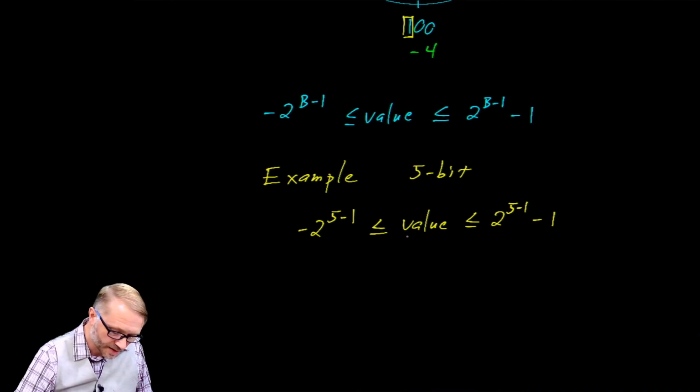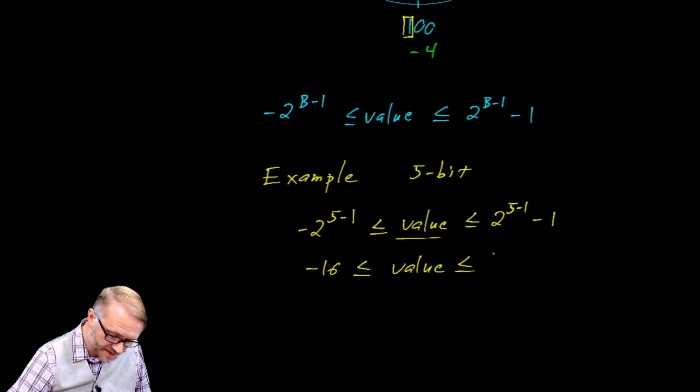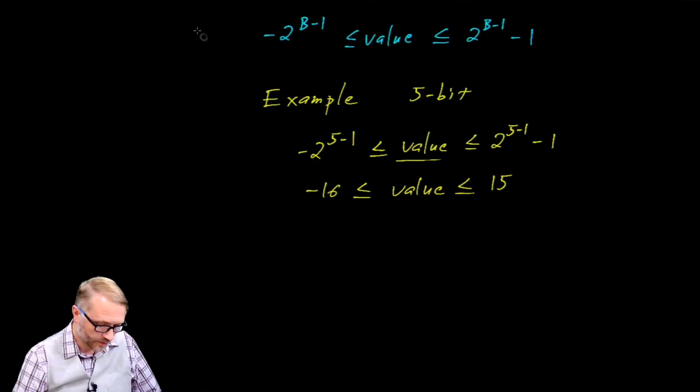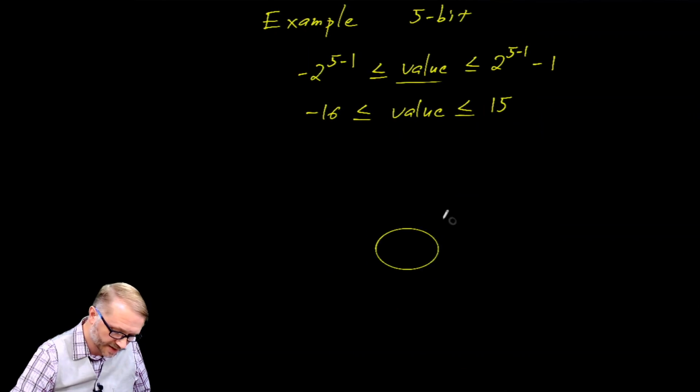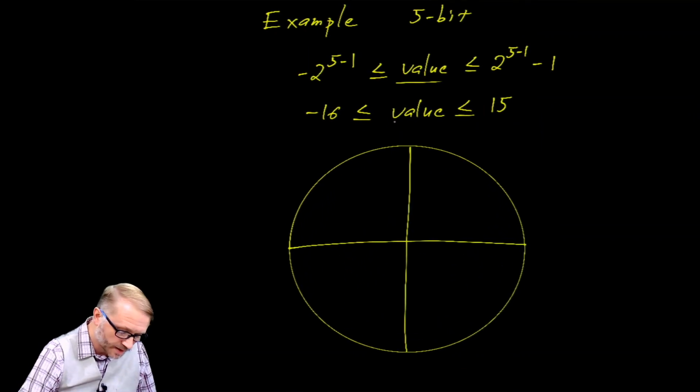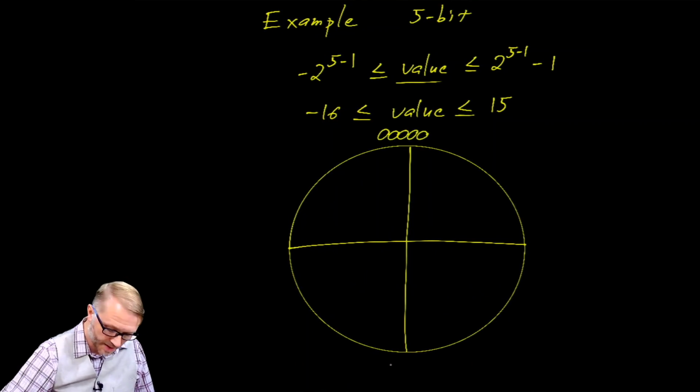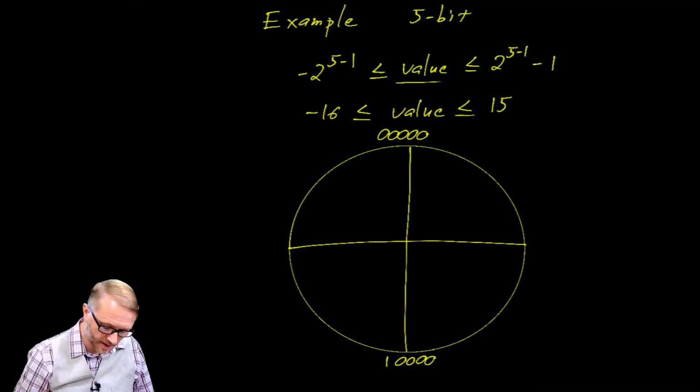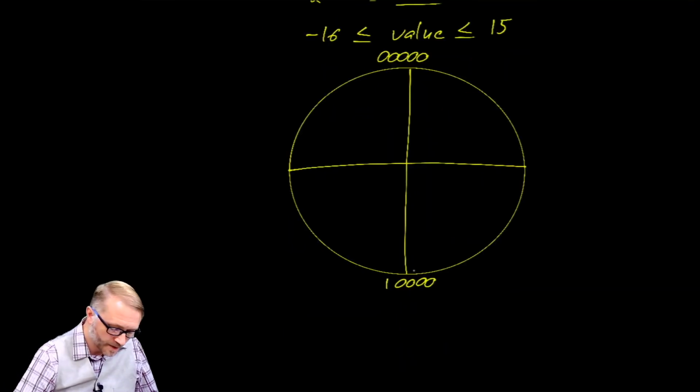Which means our numbers could take on values between negative 16 and, I believe, 15. If we were to make a wheel, it would look like this. It would have the value of 0, 0, 0, 0, 0 on top and 1, 0, 0, 0, 0 on the bottom, corresponding to the value of 0 and negative 16.